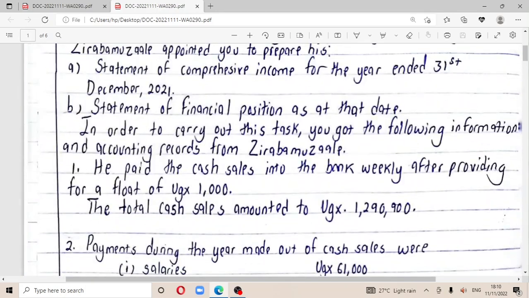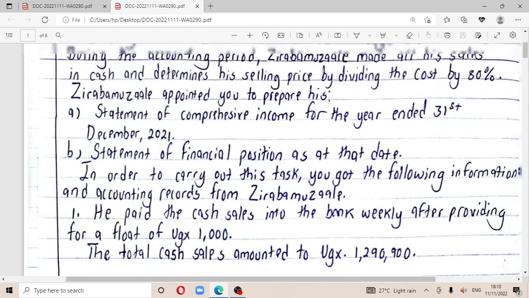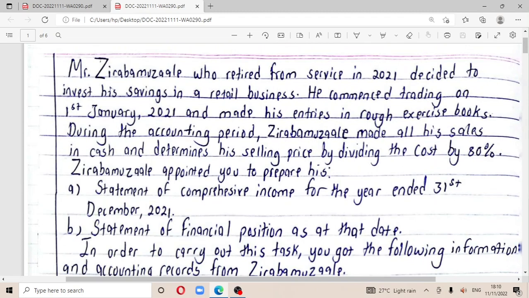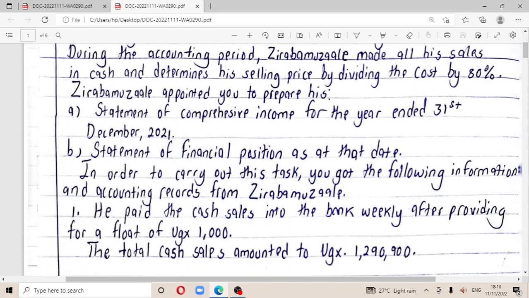So when we are doing single entries, we start with step one, which always talks about the opening capital. But per this example, you can see that Mr. Zira has just started business, meaning we won't have our opening assets or opening liabilities like you are used to. So you're going to ignore step one. It won't be applicable because even among the required, you're not being told to prepare a statement of affairs.